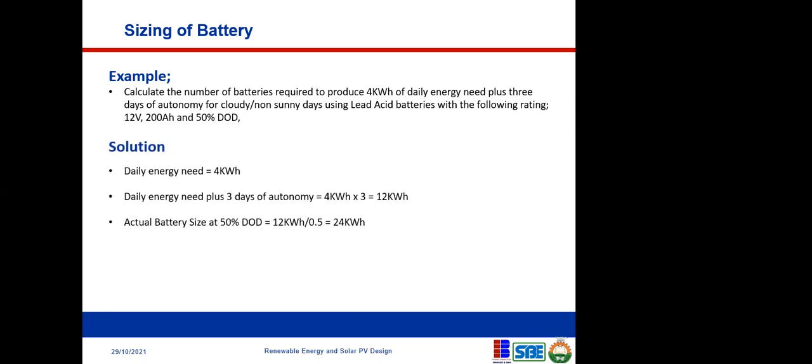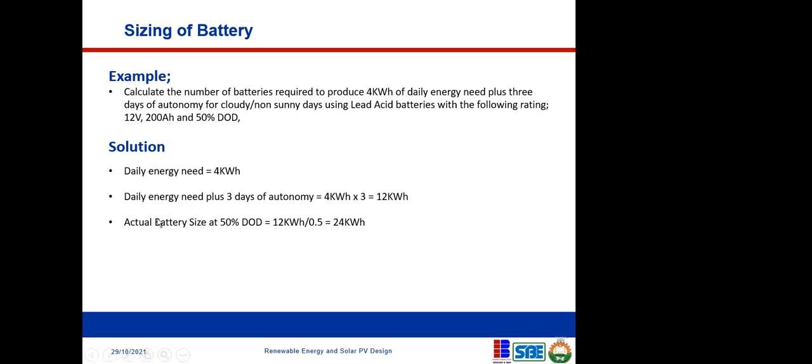Daily energy need, according to our question, is 4 kilowatt hour. Now daily energy need plus 3 days of autonomy is 4 times 3, which is equal to 12 kilowatt hour. Please let us bear in mind that I'm using kilowatt hour here. In my previous illustration, it was watt hour. I hope we understand how to convert from watt hour to kilowatt hour. It's just a function of dividing by 1000.